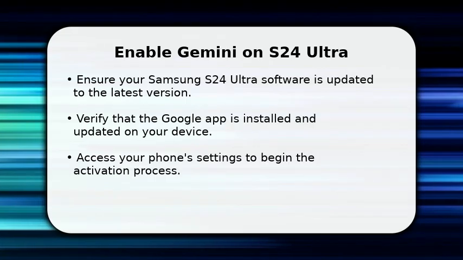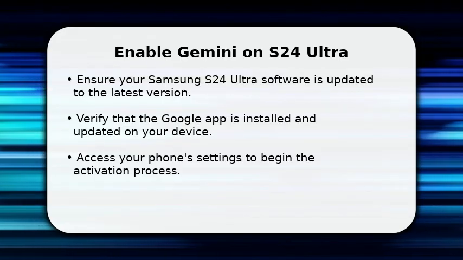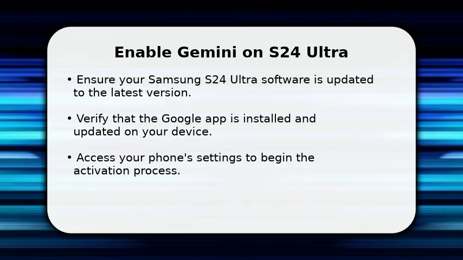Next, confirm that the Google app is installed and updated on your device. You can check for updates in the Google Play Store. Finally, we'll navigate through your phone settings to start the activation. It's a straightforward process that will get you using Gemini in no time.